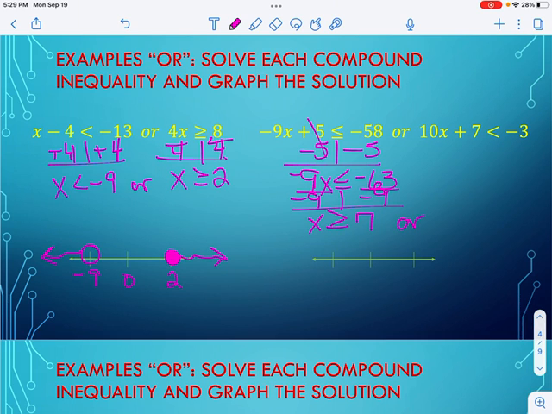Or, then over here, I'm going to subtract 7 from both sides. 10x is less than negative 10. I'm going to divide by 10, so x is less than negative 1. So negative 1, 0, and 7: x is less than negative 1, so it'd be here. X is greater than or equal to 7, and it would look like that. So that's how we solve an OR statement.